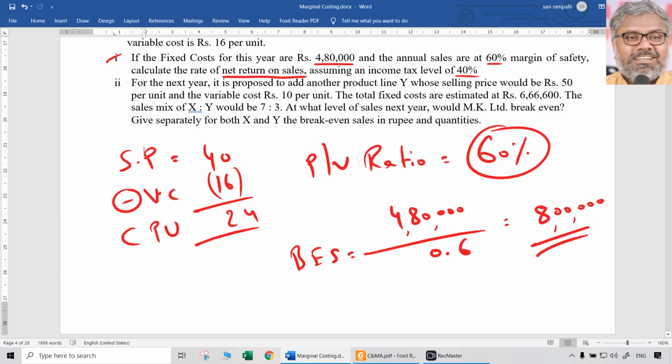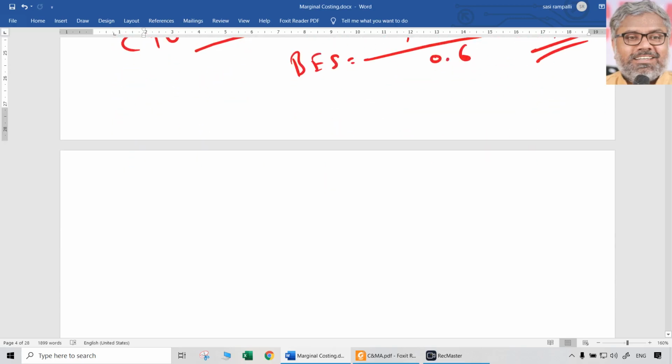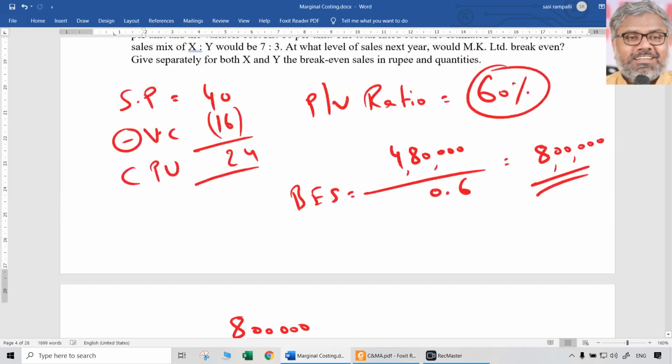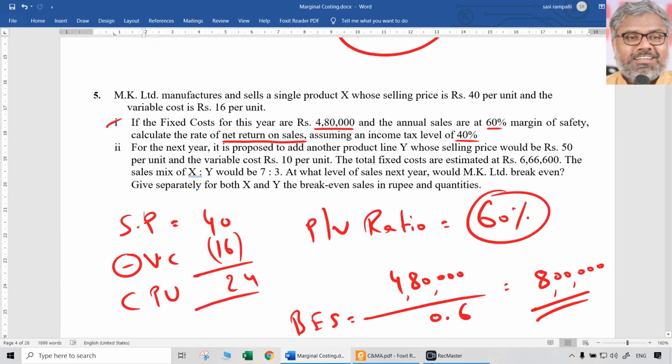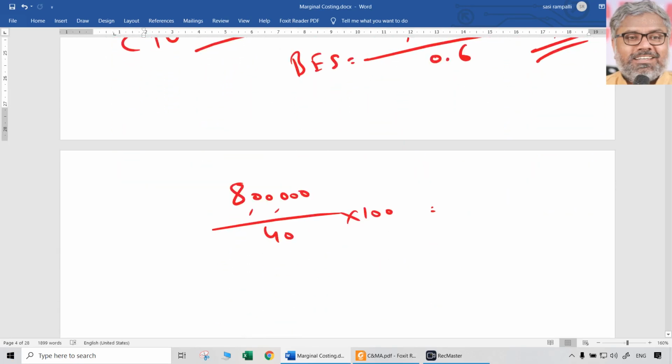Then the other thing the question says: annual sales are at 60% margin of safety. If margin of safety is 60%, naturally break-even will be 40%. Those two are complements to each other, that we should know. So what is this 8 lakhs representing? 40%. How much will be total sales? If 8 lakhs is representing 40, how much will be 100? How do we know 40? Because the margin of safety ratio is 60%. Annual sales are at 60% margin of safety, that is given very clearly. When margin of safety ratio is 60%, the break-even sales to total sales ratio is 40%.